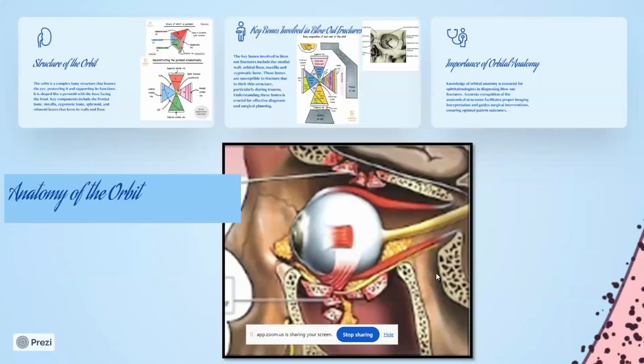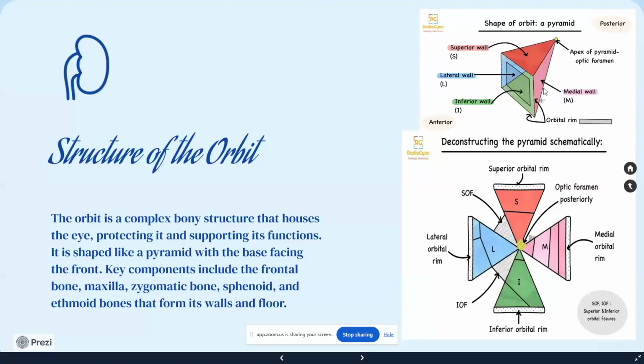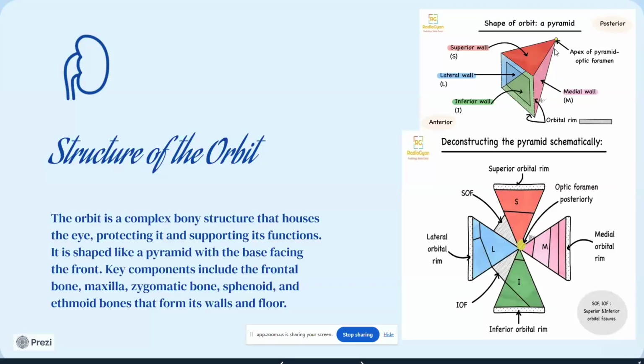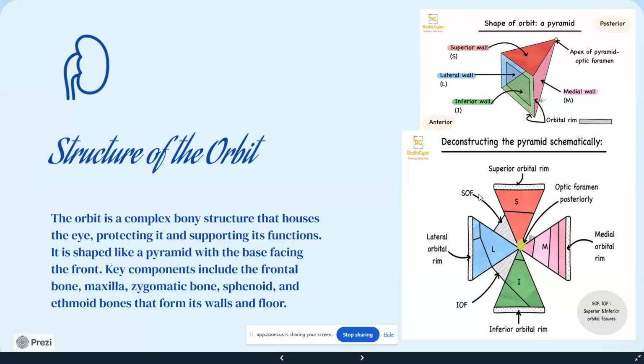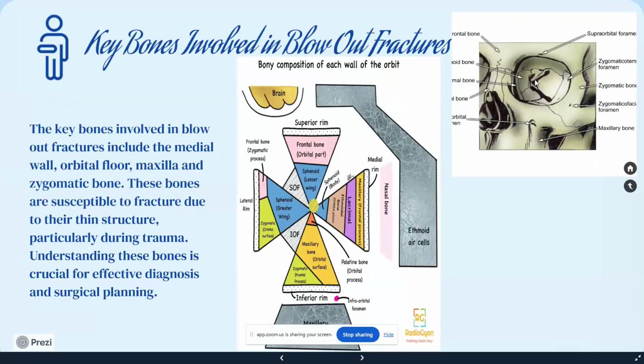So having knowledge of the anatomy of the orbit is very, very important. So what is the orbit? It is actually a truncated pyramid wherein the base is facing in the front. You can see I've deconstructed the pyramid schematically, and it is formed of four walls: superior, inferior, medial, and lateral. Between the superior and lateral walls lies the superior orbital fissure, which you can see here. And between the lateral and inferior wall is the inferior orbital fissure.